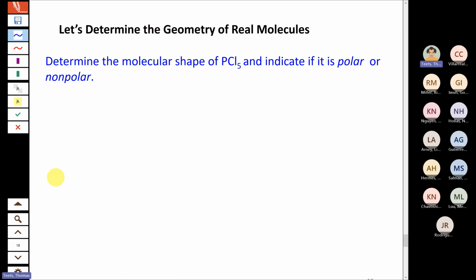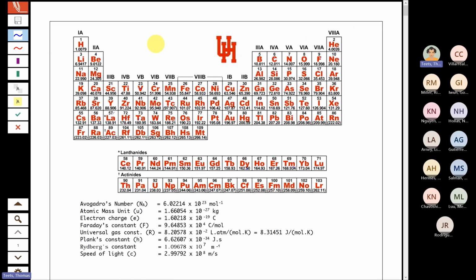All right, the first one here is PCl5. We want to indicate its shape and determine if it's polar or nonpolar. For PCl5, we have to draw the Lewis structure first to eventually get the geometry and determine its polarity. We did PCl3 earlier. This is PCl5, just a different compound that has a different ratio. Phosphorus has 5 valence electrons in group 5. Each chlorine has 7.